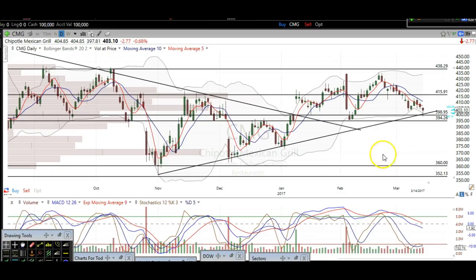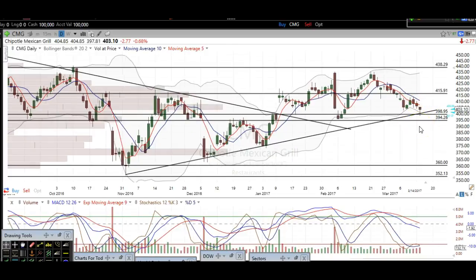All right, so we're going to take a look at the Chipotle chart here to start with, and I want to point out a couple of things here. So to start, we've got this trend line right here that started in November of 2016. We've got a bounce here, right there, and today is where we got another bounce at that level.